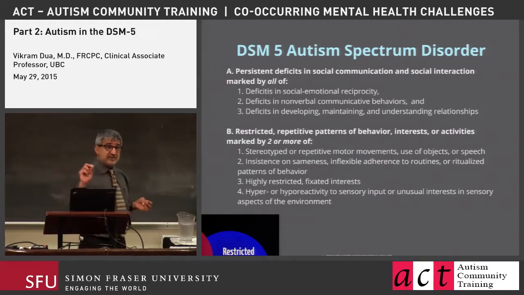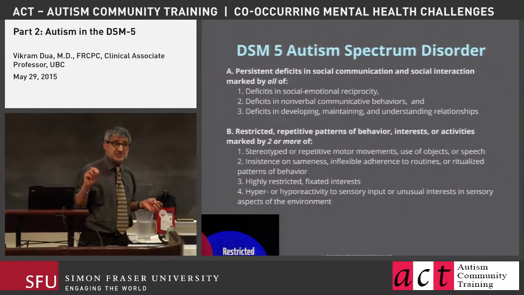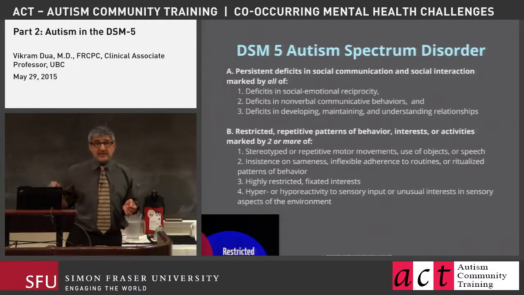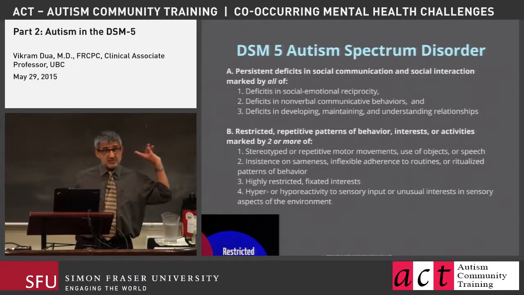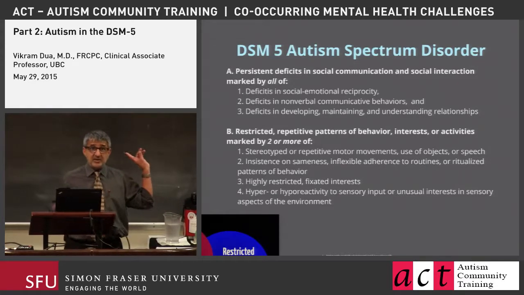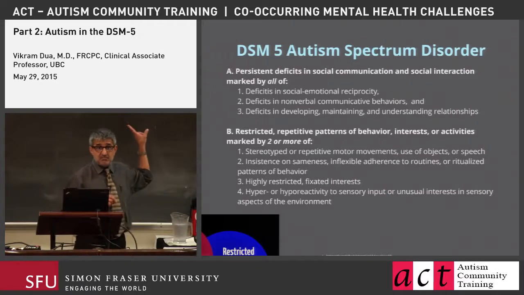The second part are the restricted interest and repetitive behaviors. Now, you remember I said a few minutes ago that in DSM-4 and 4TR, you could actually make a diagnosis of ASD or PDD without having any restricted interest and repetitive behaviors. The ante gets upped substantially in DSM-5. Not only do you have to have any, you have to have at least 2 of these 4 criteria being met.